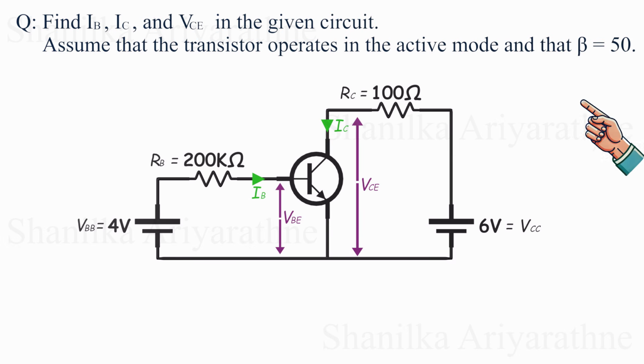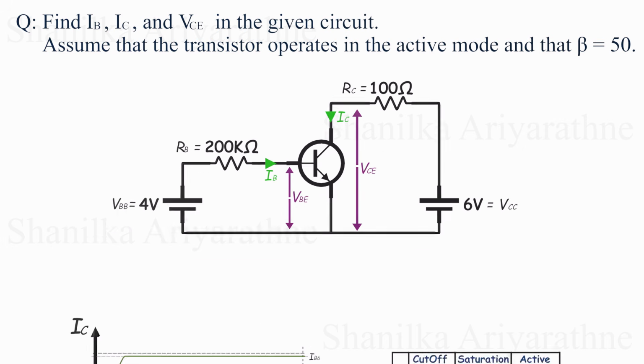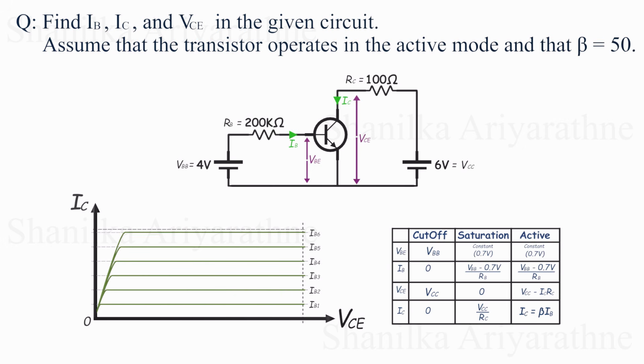Now in this problem, we're told that the transistor is operating in active mode. But what exactly does active mode mean? To answer that, let's take a quick look at the three main operating regions of a BJT transistor. This helps us understand how IC and VCE behave in different conditions. First, there's the cutoff region. This is when the transistor acts like an open switch. Even if you increase VCE, no current flows from collector to emitter.